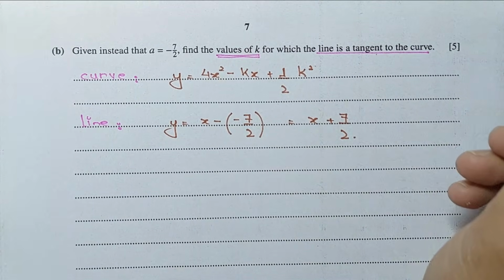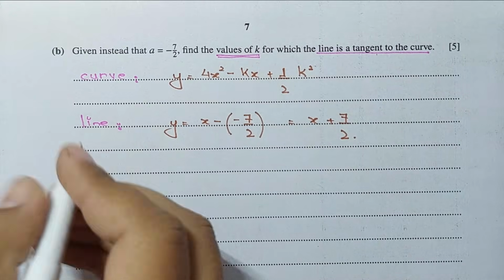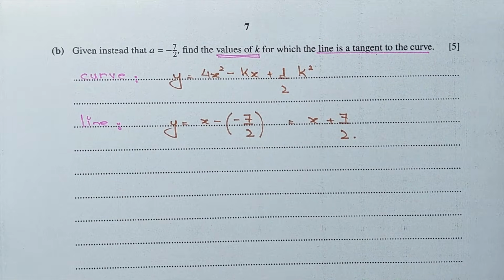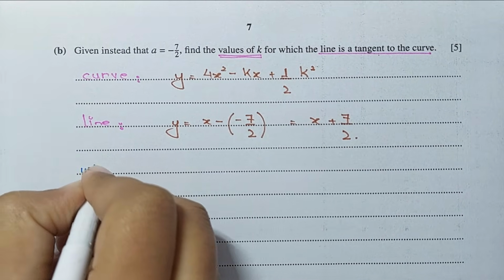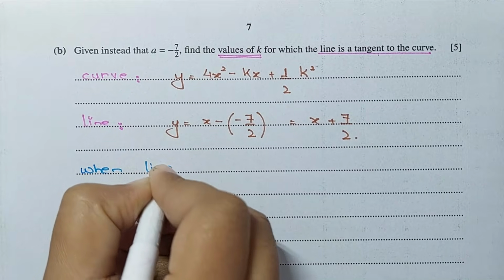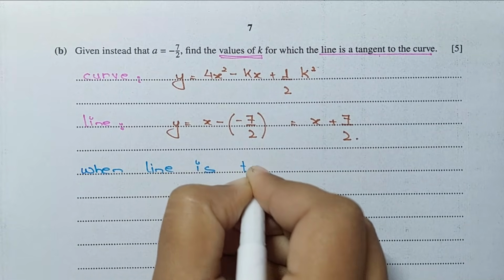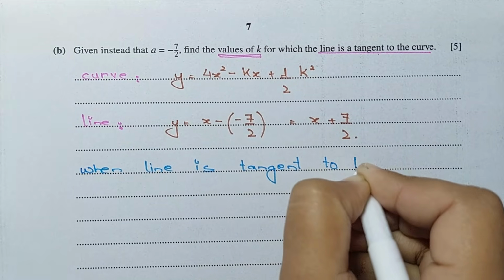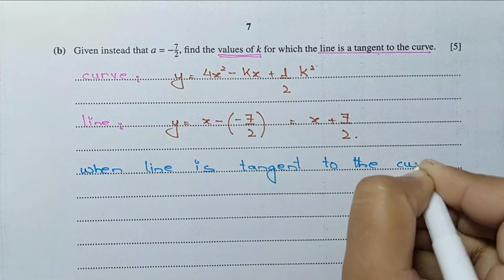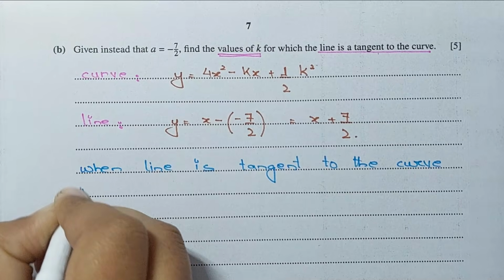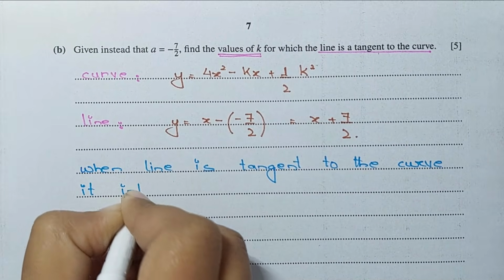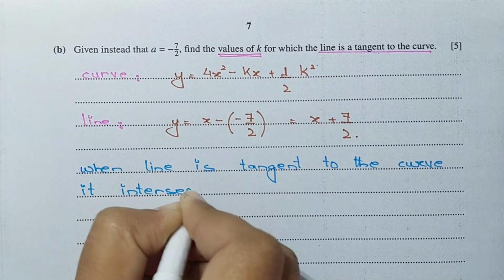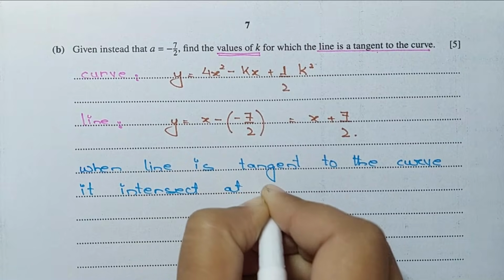If it is tangent to the curve, it touches the curve at one point, right? We know that when a line is tangent to the curve, it intersects at one point.